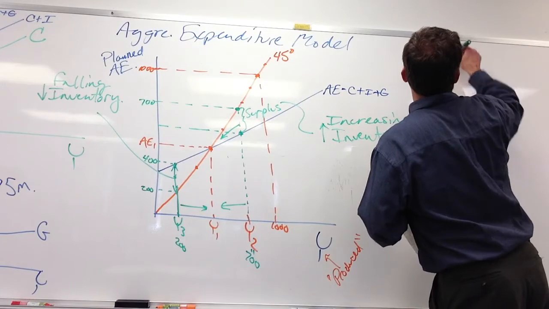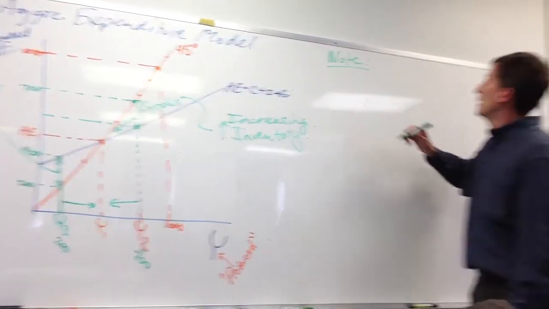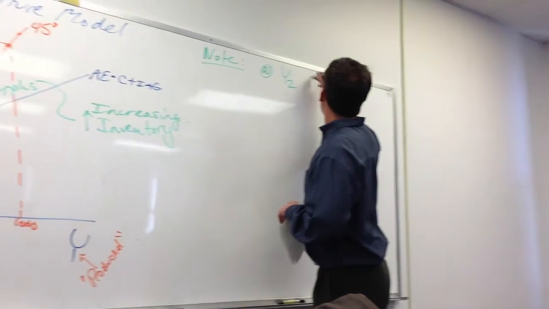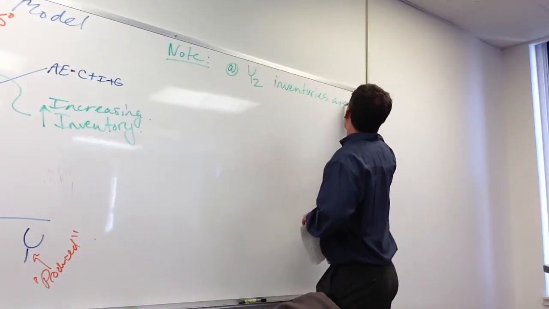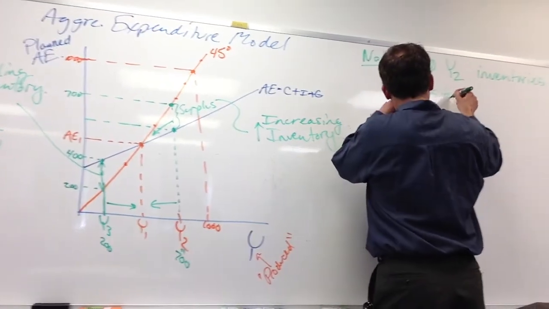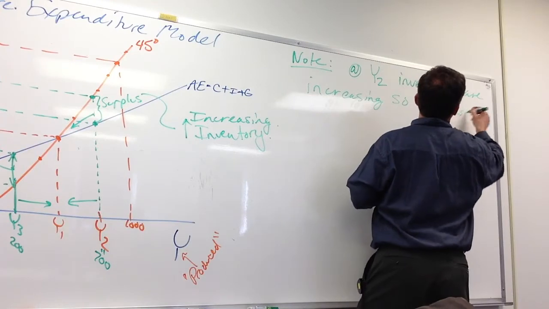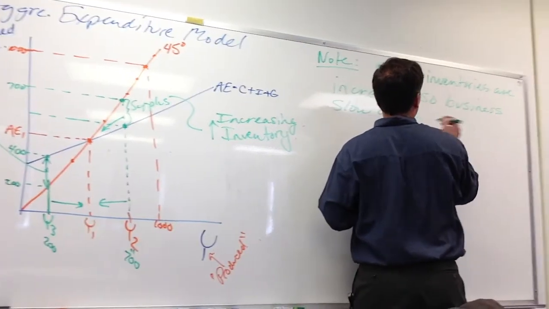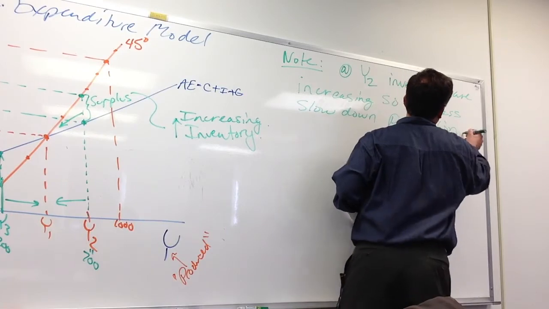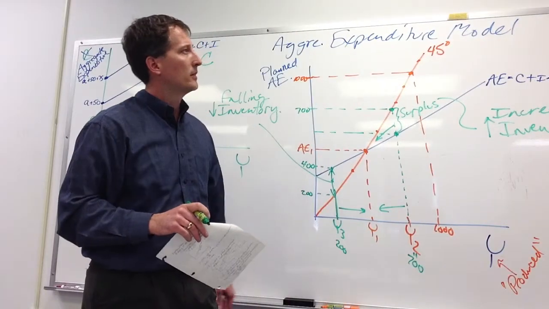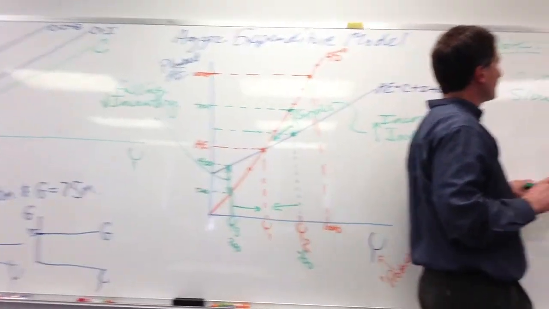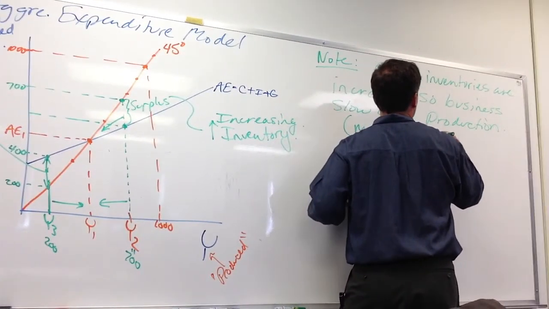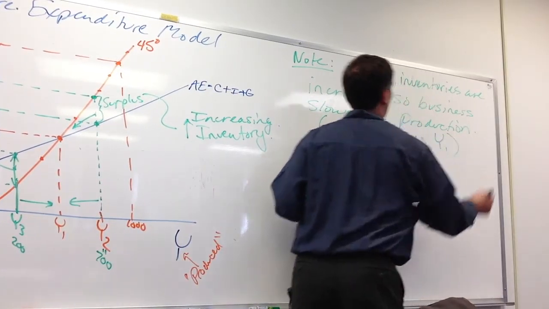So let's note that down here. So at Y2, inventories are increasing. So businesses slow down or reduce production, which might mean laying off some workers. It might mean something to adjust for that. So conceptually, we're moved towards Y1, which is our equilibrium.